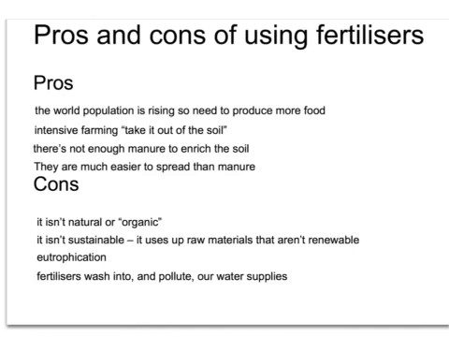And as there isn't enough manure to enrich the soil organically, farmers will add fertiliser because it's easier to spread than manure. It's not natural or organic, but it's not harmful either. It just isn't sustainable. It uses up raw materials that aren't renewable. Overuse can produce eutrophication, and fertilisers can also wash into and pollute our water supplies. Nitrates in particular are toxic and very difficult to remove from our drinking water.